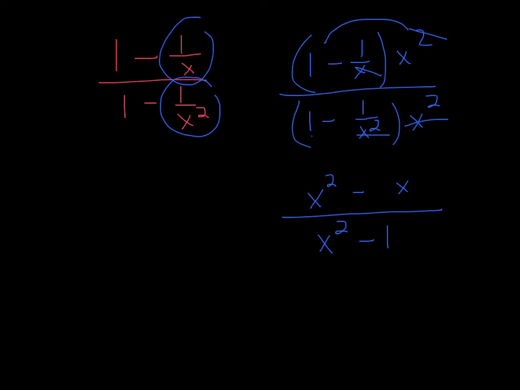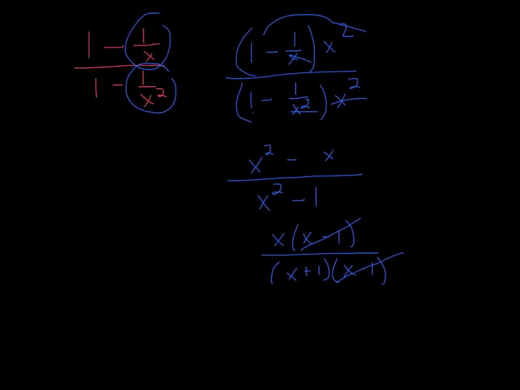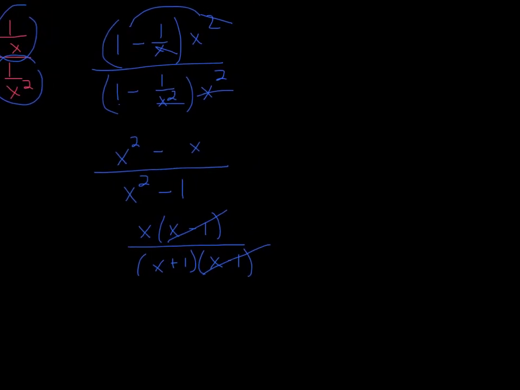On top, we have x in common, so we get x times x minus 1. And on the bottom, we have a difference of two squares, x squared minus 1, so this becomes x plus 1 times x minus 1, and then our x minus 1's cancel. Okay? And so, what's our final answer? We get x over x plus 1. There you go. There's your final answer.